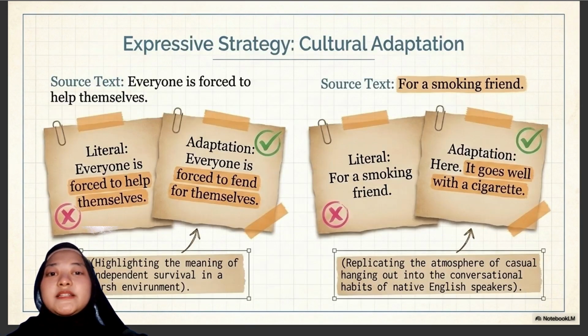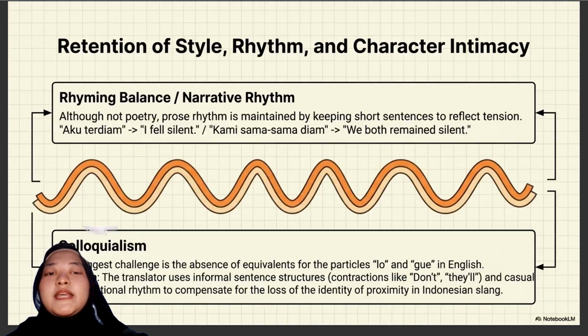Next is cultural adaptation. Cultural adaptation is also very important in expressive translation. For example, everyone is forced to help themselves is better adapted as everyone is forced to fend for themselves, which sounds more natural in English. And another example is, for a smoking friend is adapted into here it goes well with a cigarette, which better reflects natural conversational English.